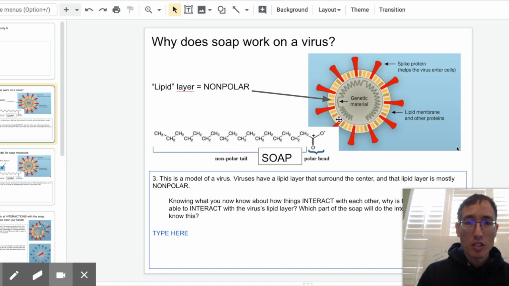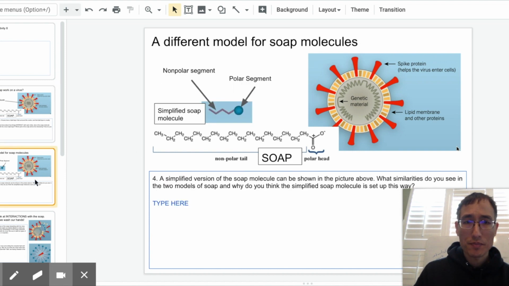In the picture, you'll see that there is a layer right here, which is a lipid, and lipids are usually non-polar. And so I want you to use your knowledge about non-polar things. What do we know about non-polar things, and how the soap molecule might interact? So think about how things interact with each other, polar and non-polar.